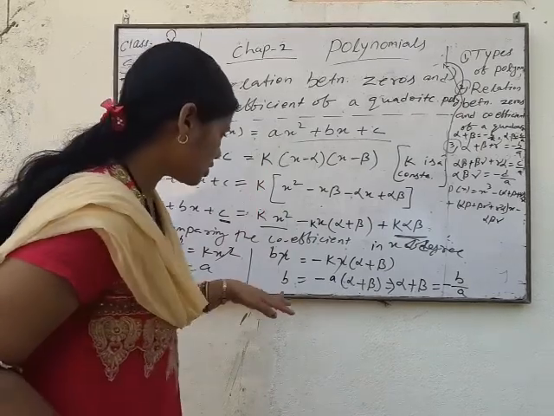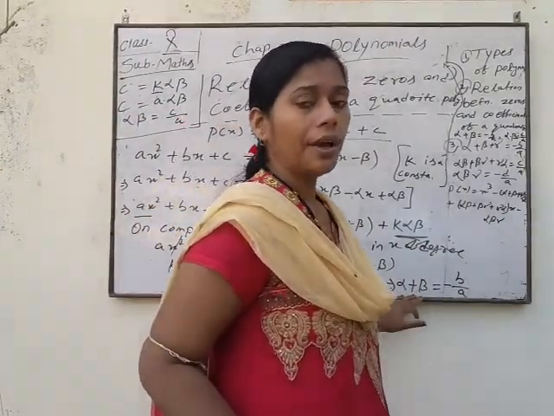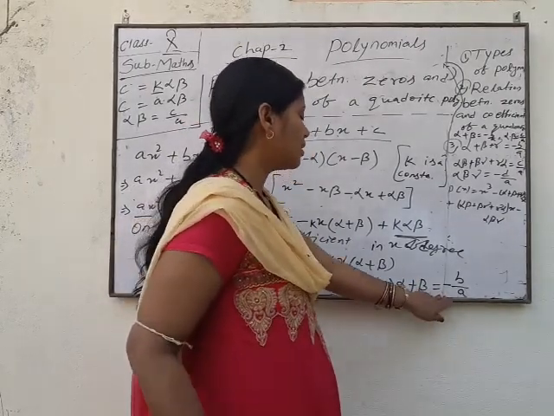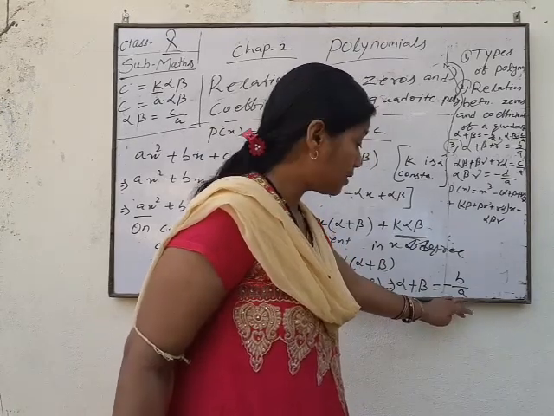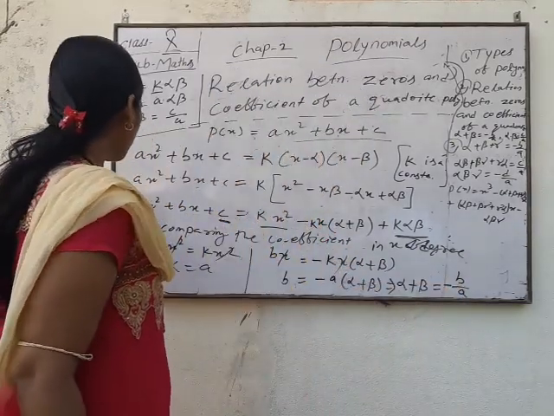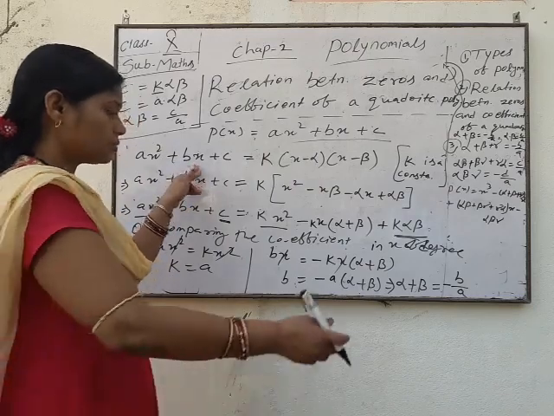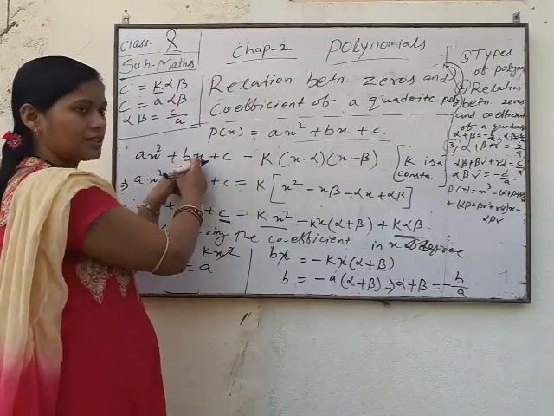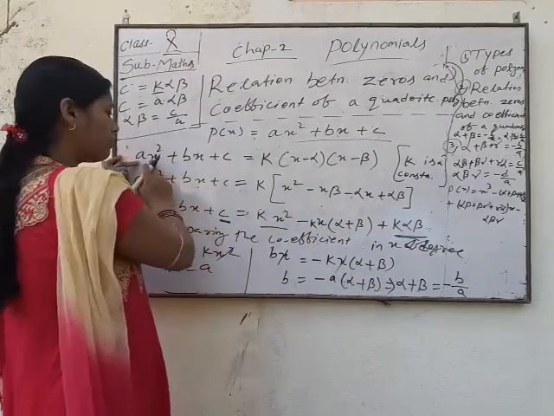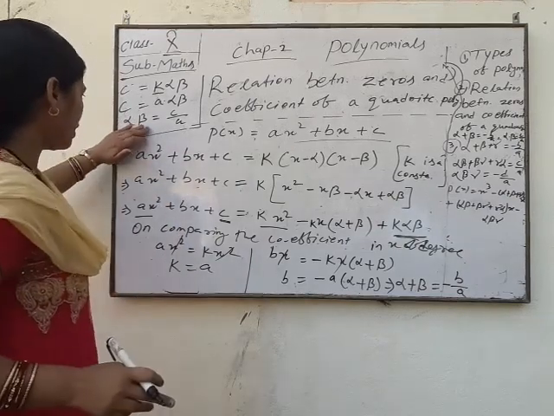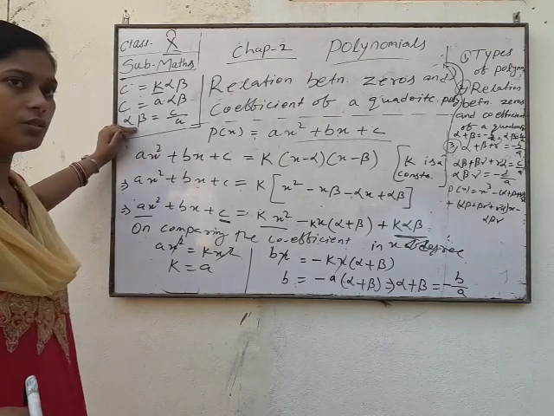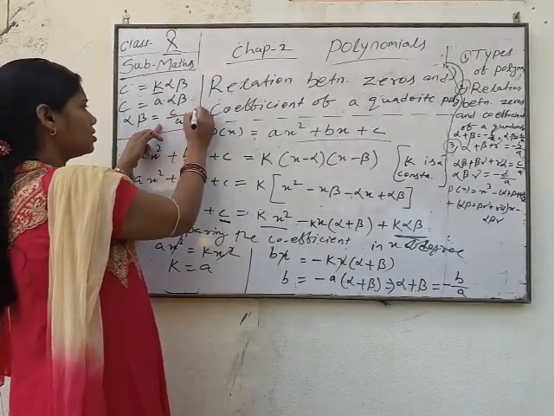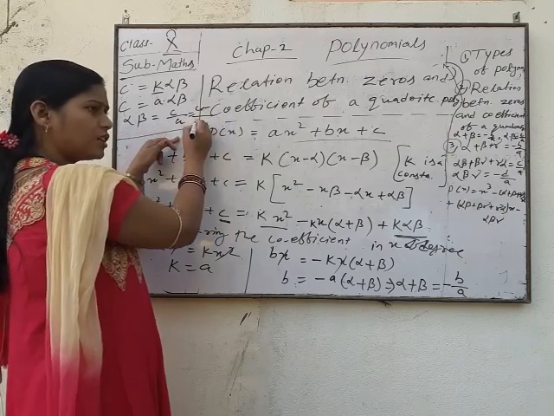Look here, the relation: the sum of zeros, alpha plus beta, is equal to minus b by a. What is b? b is the coefficient of x. So the sum of zeros is equal to minus the coefficient of x divided by the coefficient of x square. The same way, the product of zeros, alpha into beta, is equal to c by a. It means the constant term divided by the coefficient of x square.